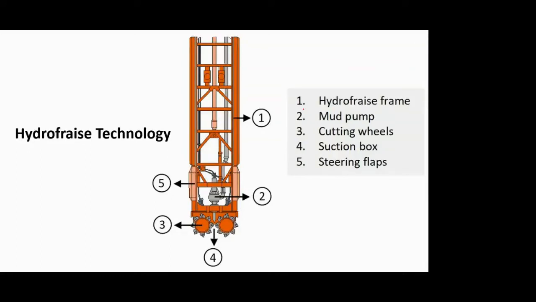And what I was talking about, a new technology in trench excavation nowadays, instead of the grab or clamshell, is this hydrofraise technology which has been developed in recent years. It has these 5 components: a frame, a mud pump, cutting wheel, suction box, and steering flaps. I'll just give you an overview. You can read about it through a link or on the internet.